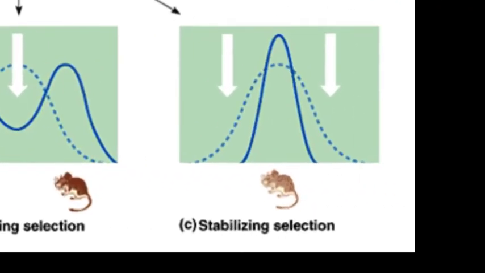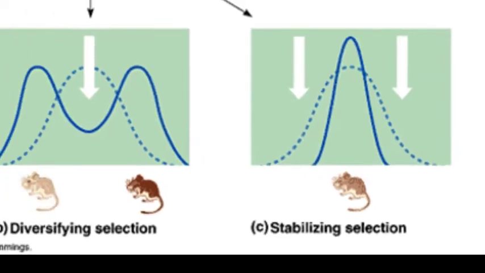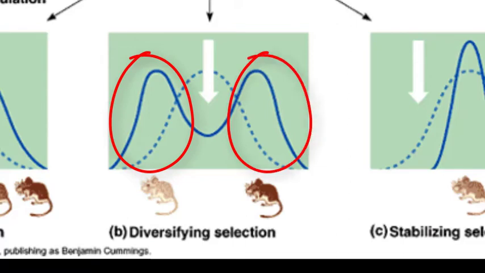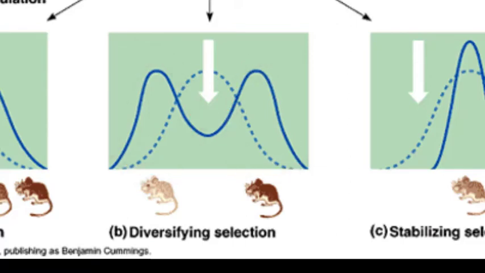Stabilizing selection would result in a light brown color mouse, the average. That might be an environment like the forest floor with lots of dead leaves. And diversifying selection results in two different populations of mice, one with very light colored fur and one with very dark colored fur. This last one is a real life example.